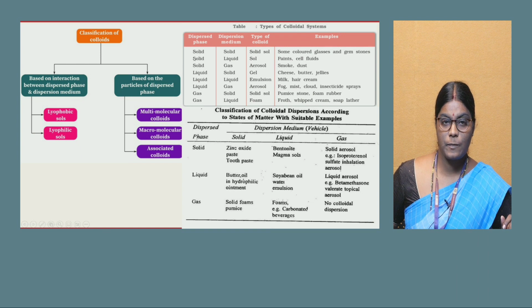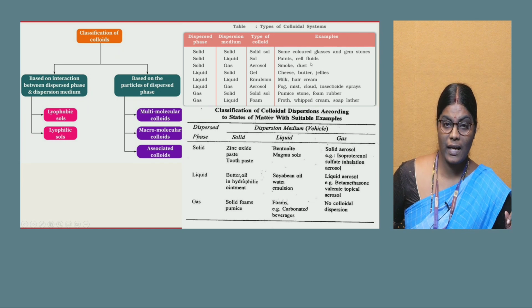If the dispersed phase is solid and the dispersion medium is solid, then it is said to be a solid sol or solid colloid. Examples are some colored glasses and gemstones. If the dispersed phase is solid and the dispersion medium is liquid, then it is said to be a sol. Paints and cell fluids are examples. If the dispersed phase is solid and the dispersion medium is gas, aerosol is the best example. Examples are smoke and dust.